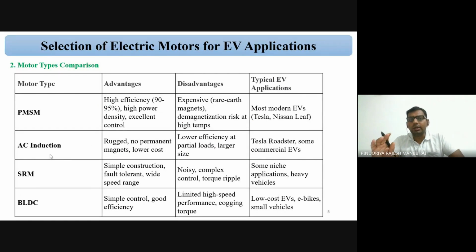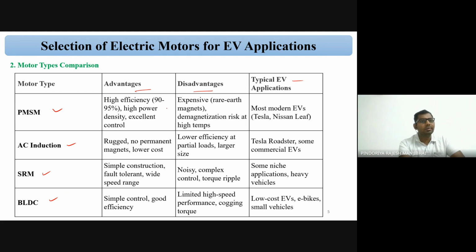The second one is the motor types comparison. In the previous class, we discussed these four types of motors: PMSM, AC induction motor, SRM motor, and BLDC. We also discussed the DC motor, but nowadays there is no more use of the DC motor. We can say the DC motor has been replaced by the BLDC motor. Okay. So the advantages, disadvantages, and typical EV applications.